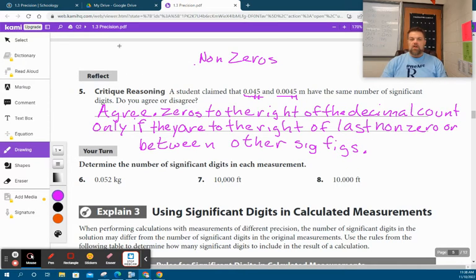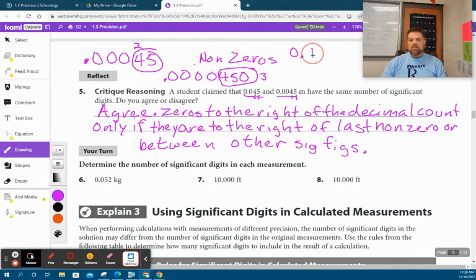All right. So, in other words, if I say 0.0045, it doesn't matter. I'm only counting these. That's two significant figures. If I say 0.000450, now because it's to the right, that's three sig figs. Now, if I say 0.4005, because the zeros are trapped between the significant figures, that's 4 sig figs. Okay? Does that make sense?